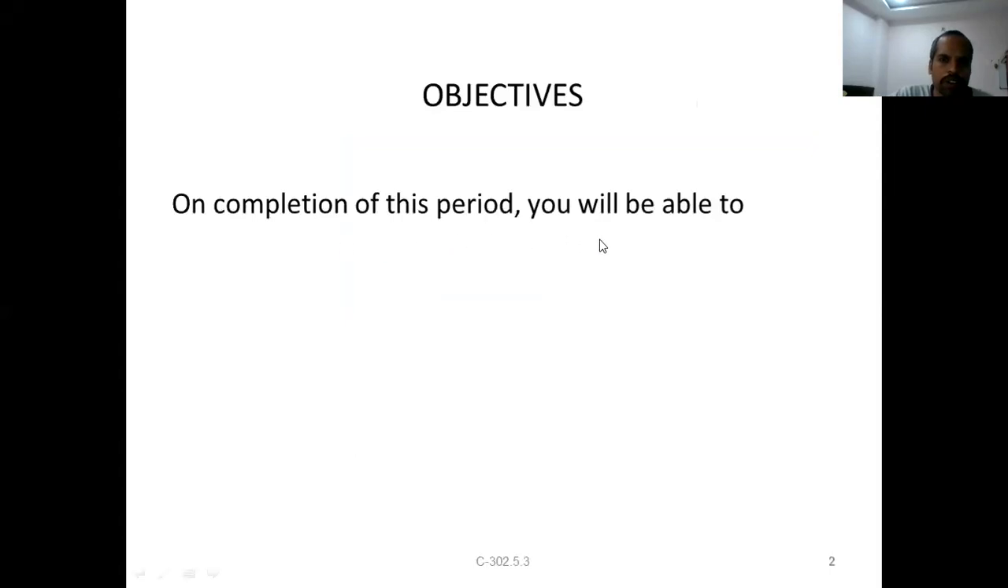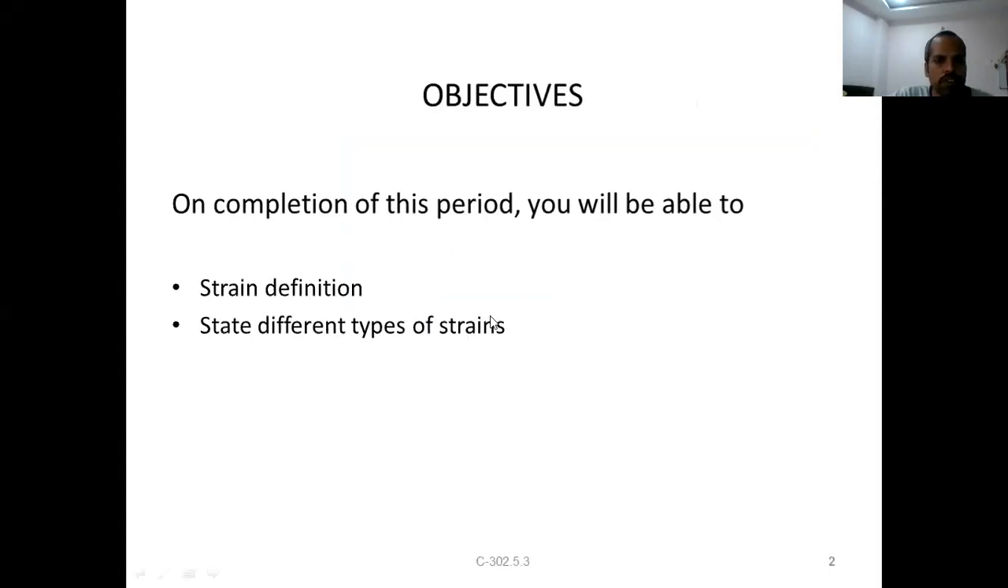On completion of this period, we will be able to define strain and state the different types of strains. Basically, let us start with the strain definition, and after that we are going to discuss the different types of strains. Let us define the different types of strains also in detail.